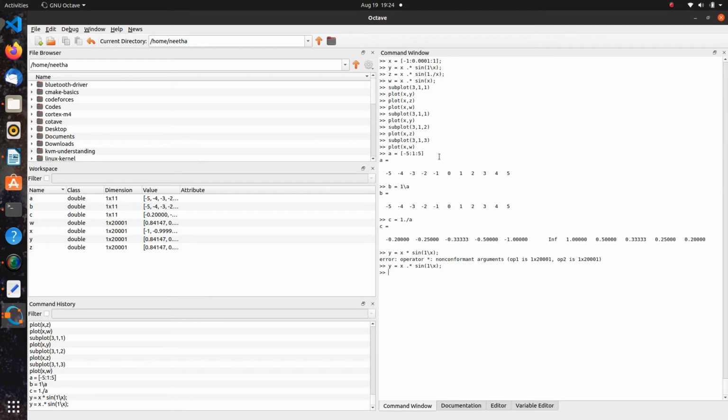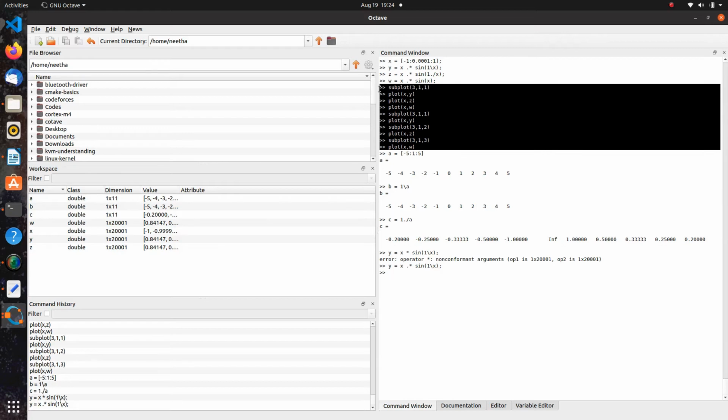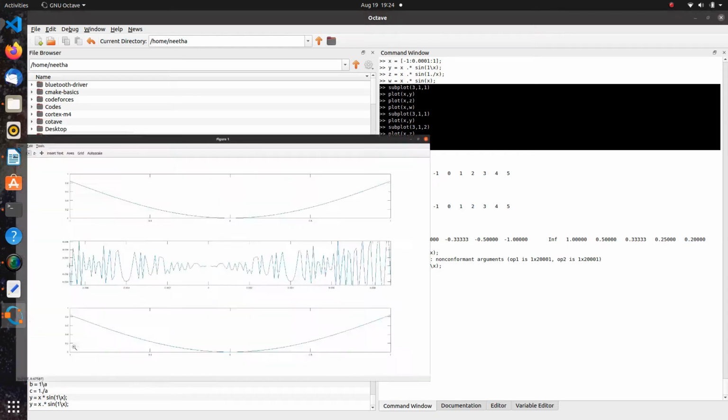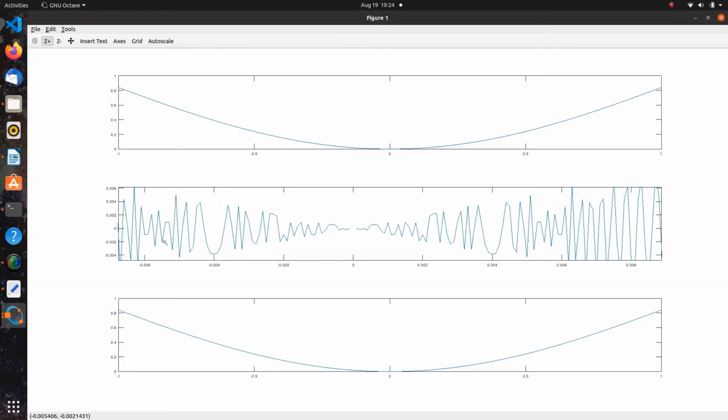Now I plot these three using the subplot and plot commands. Subplot lets me know that there are going to be 3 rows and 1 column, so I can put 3 graphs into one picture. Here you can see this is my y function, this is my z function, this is my w function, and y and w are looking the same, and that got me confused. How can sine of 1 by x into x be equal to sine of x into x? That's impossible, even mathematically, right? It got me thinking that I was doing something wrong in the MATLAB code, which is causing y to look like w when y should be looking like this.